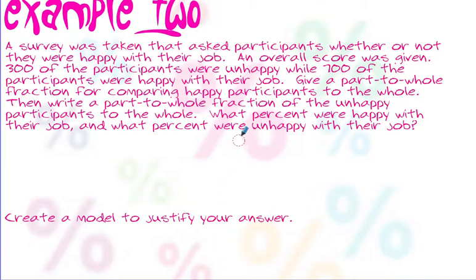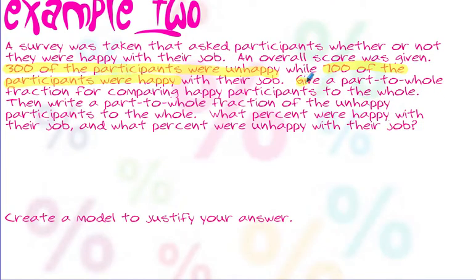All right, so is it important that he took a survey? Not necessarily. So we are going to look at the next part where we see that 300, and actually I'm going to use a different color here so it's a little bit easier to see. 300 of the participants were unhappy, while 700 of the participants were happy.